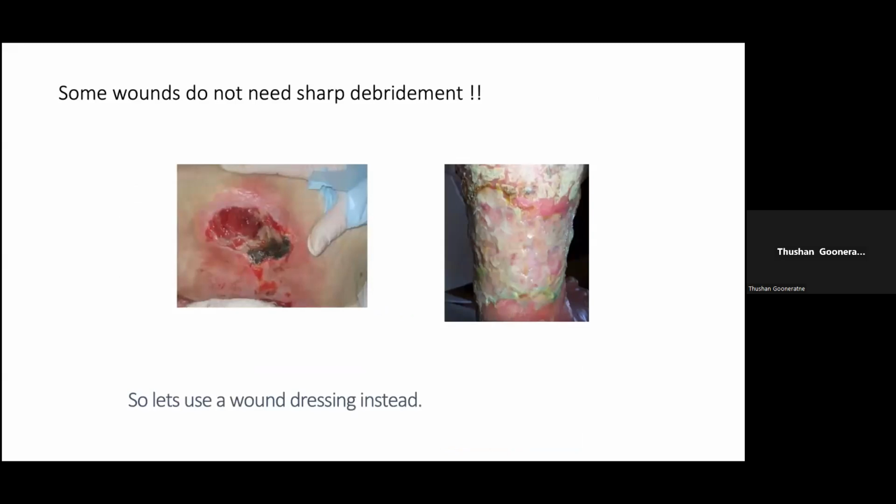Sometimes it's not about sharp debridement, it's about the wound dressing doing all of this. And Dr. Kiss will talk about how various wound dressings can be used to help debridement. It's a process of autolysis to break down the collagens in the slough, in the wound bed, to get rid of all that bad stuff.